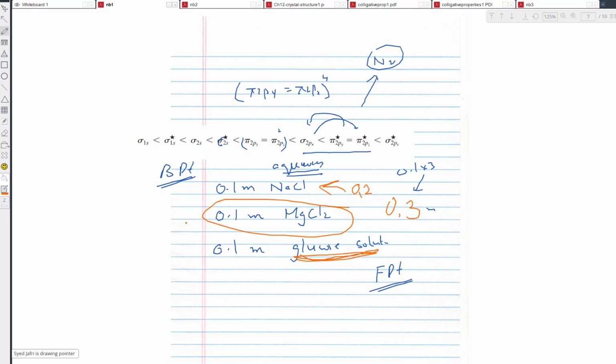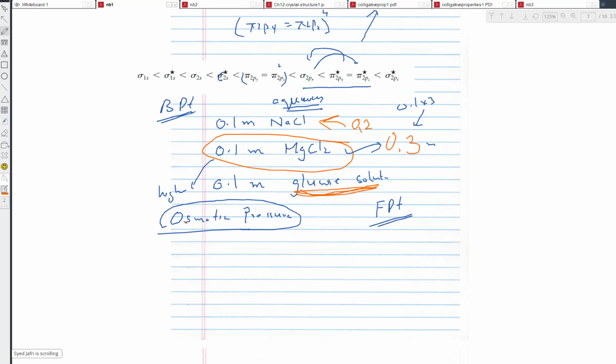And also the osmotic pressure, the last colligative property. I don't know whether you did osmotic pressure or not. He mentioned it in the lecture, but he didn't give us any homework problems on it. Osmotic pressure is also a colligative property. And the same thing, because MgCl2 has a higher effective molality, 0.1 times 3, it has higher osmotic pressure. So I am summarizing this for this situation, 0.1 molar, out of these three I gave you.